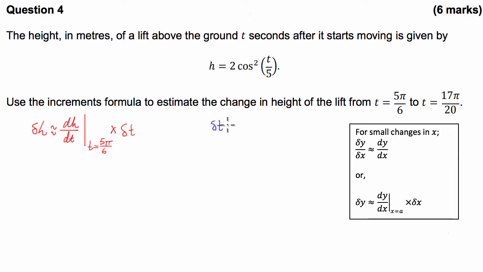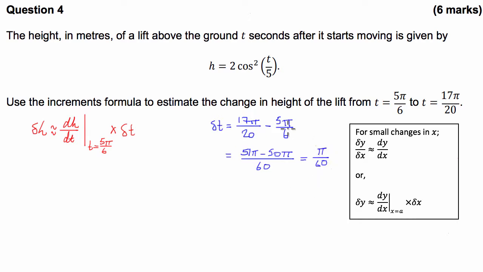We've got delta t is equal to the final time, which is 17 pi on 20, minus 5 pi on 6. Now both are going to be over 60, that's the factor I'm going to use. And we have to times this by 3, so that's 17 times 3 is 51, minus 6 times 10, so it's going to be 50 pi on 60. So that, guys, is just equal to pi on 60.